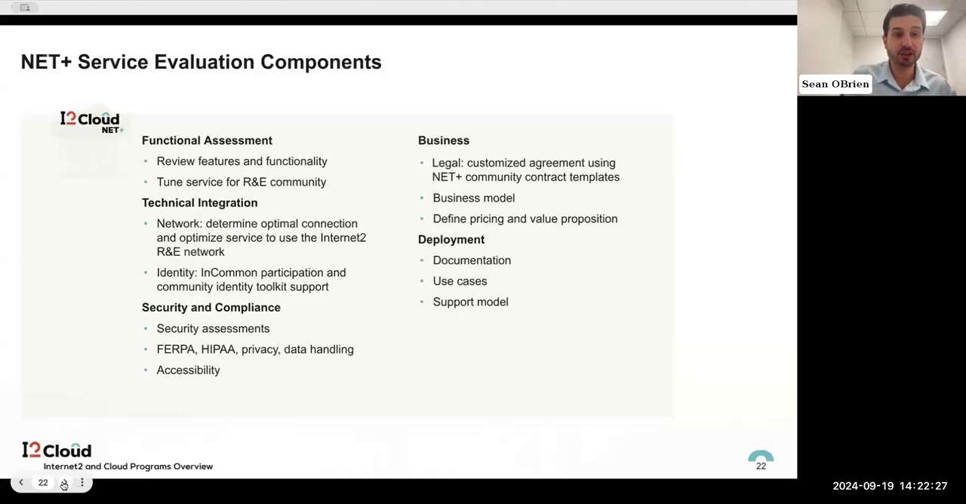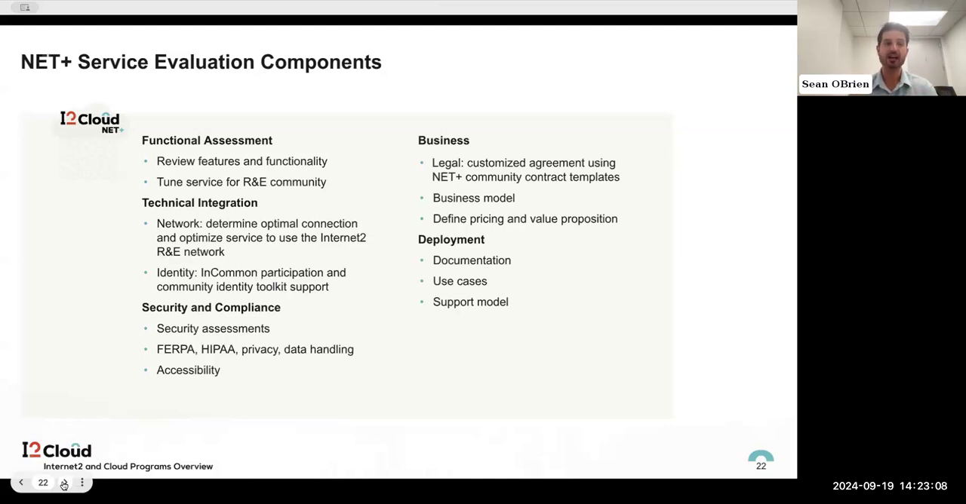What the service evaluation looks at is these 5 areas. Functionality, does the service do what we need it to do? Technical integration, can we integrate with both the community's existing cyber infrastructure stack, but also individual institutions' infrastructure or services that may require integrations? Security and compliance, ensuring we have a HECVAT, ensuring there's language negotiated around FERPA and HIPAA and data privacy, looking at accessibility and making sure the services, if they have a user interface, meet web content guidelines.